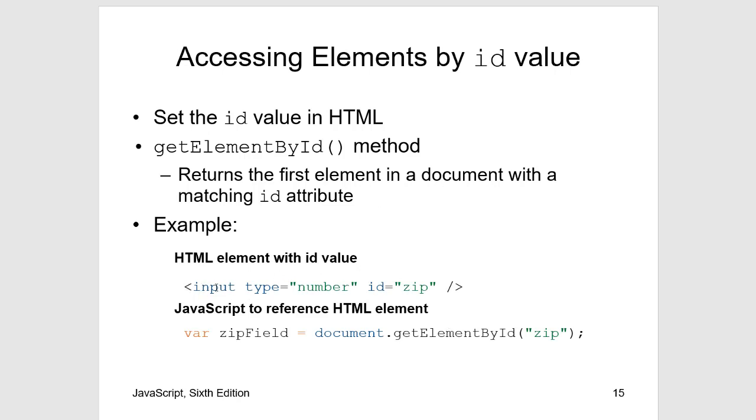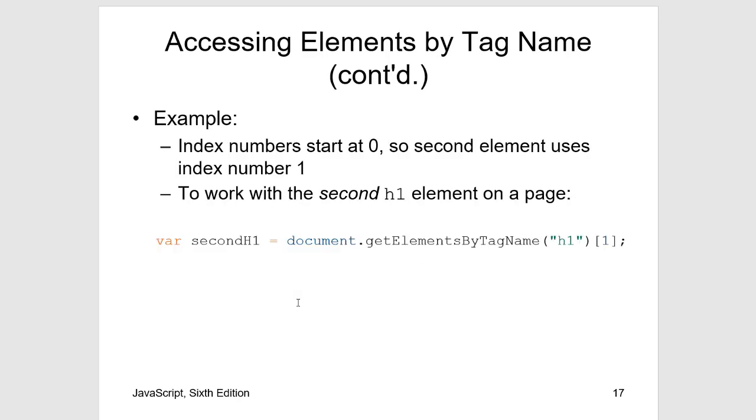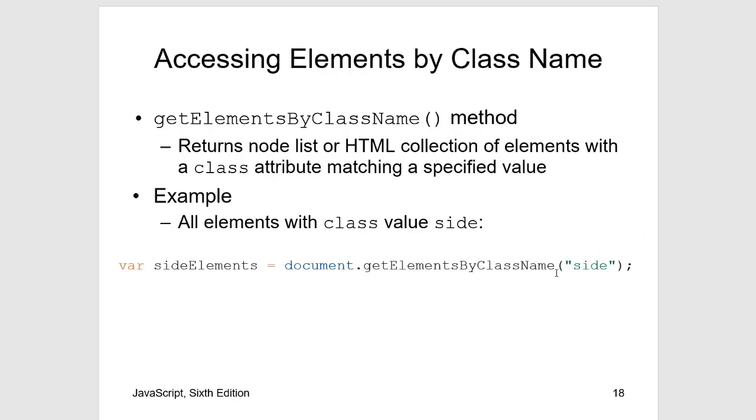Like for example, if there's an input and there's an ID equal to zip, then I can say document.getElementById and put zip in there, which refers to here, and now it will reference that particular input type in order to make modifications. If you say getElementsByTagName, then you'd say, like this example, H1. You can write them according to which one. This says number 1, but it starts at 0, so that would mean the second H1 tag in the page.